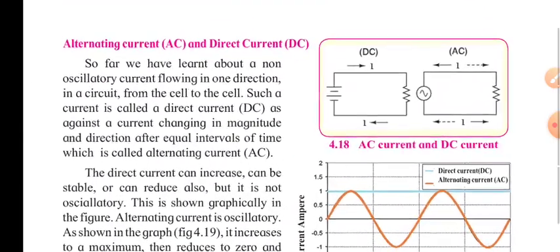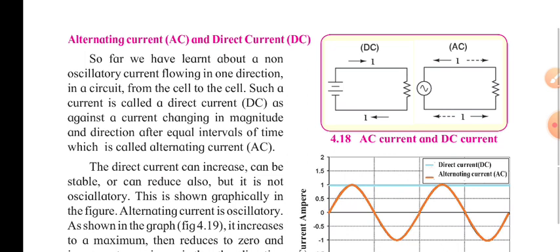Further, next we have to study alternating current and direct current. Alternating current and direct current are nothing but the concept of two types of power sources. When we talk about alternating current, it is nothing but the current which we are getting at home.